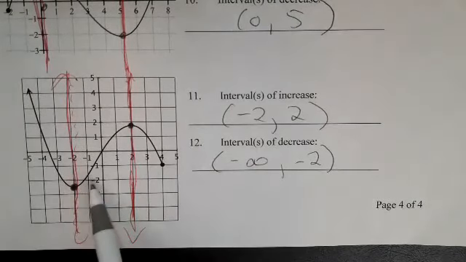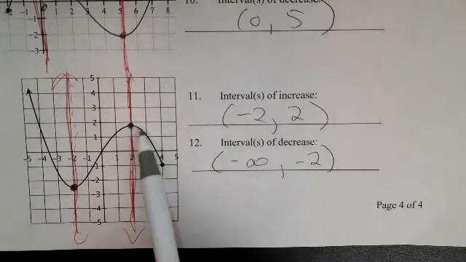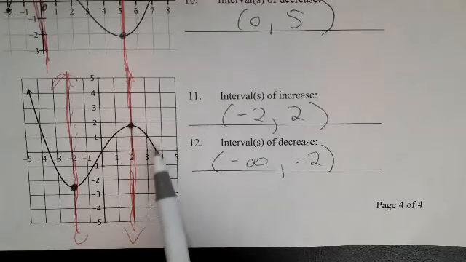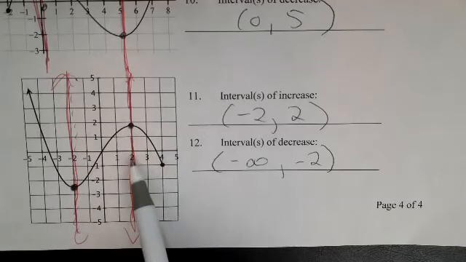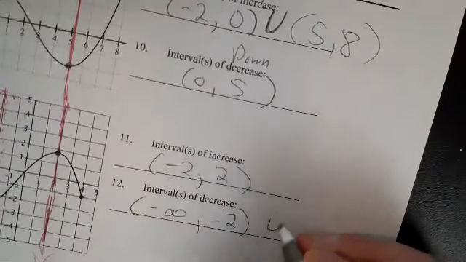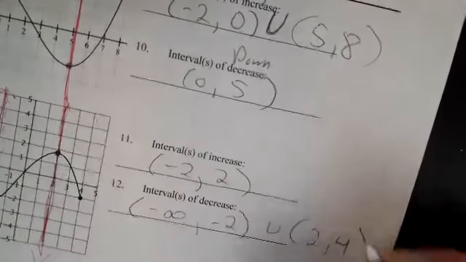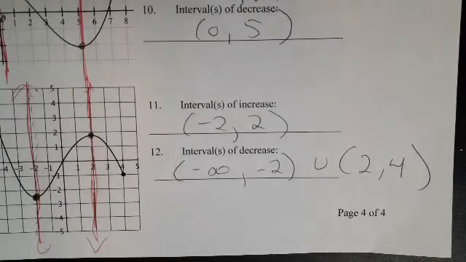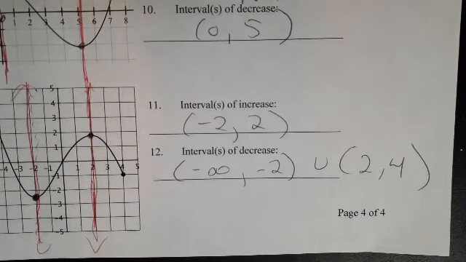Because it goes down here, it's going up, and guess what? We have another little piece here we have to talk about. So it's going down from here to here. My x quantities are going from 2 to 4. And that's the last sort of problem on this.